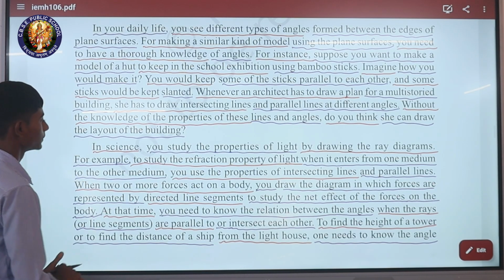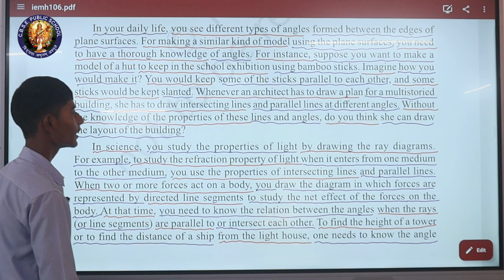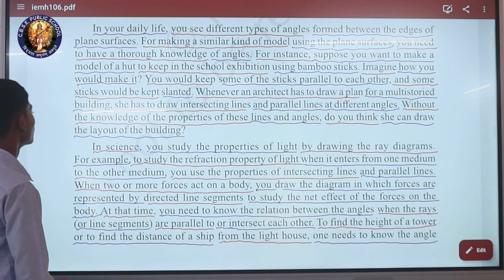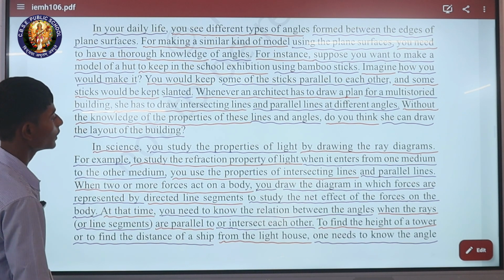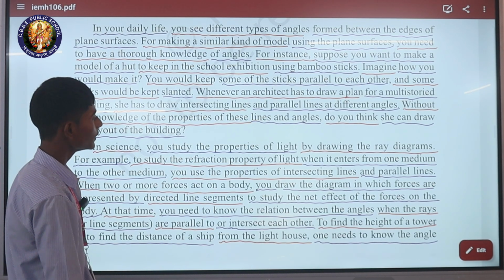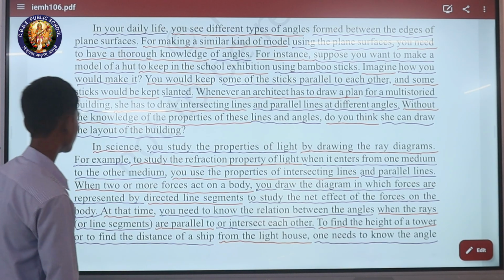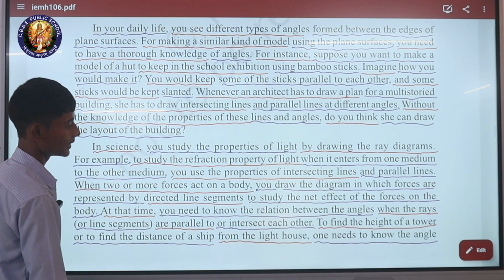In science, you study the properties of light by drawing the ray diagrams. For example, to study the refraction property of light, when it enters from one medium to another medium, you use the properties of intersecting lines and parallel lines.